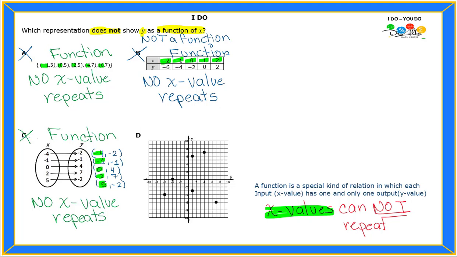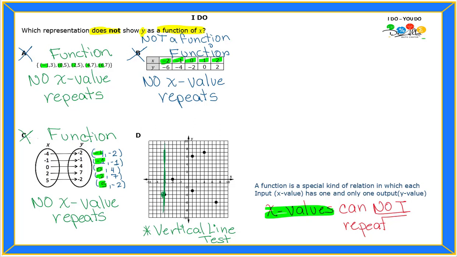So D is different than the other ones, right? D is the one where I am going to need to do the vertical line test. And I'm going to write it down over here. Vertical line test means that I am going to draw a vertical line, which is parallel to the y-axis. And when I draw the vertical line, I am going to check if it's touching 1 or 2 points. Okay? So I know what you're going to say. Miss, I can draw a line right here, and it's touching only 1 point.